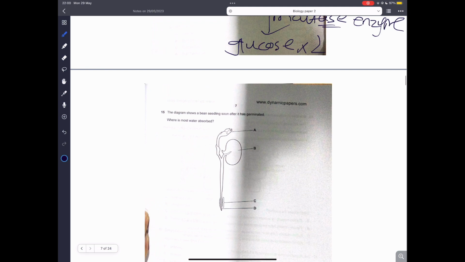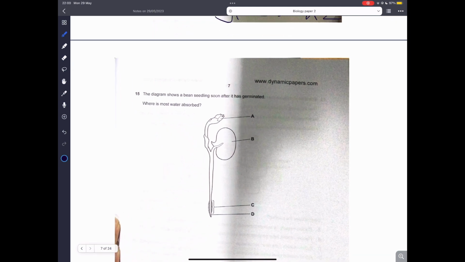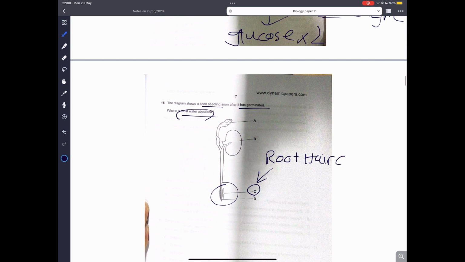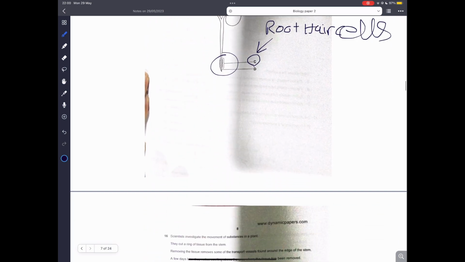Okay. Question 15. The diagram shows a bean seedling soon after it has germinated, where most of the water is absorbed at C. This part is called the root hair cells. As you can see, they are like hairy little things that you can see obviously from the diagram. Okay, moving on.